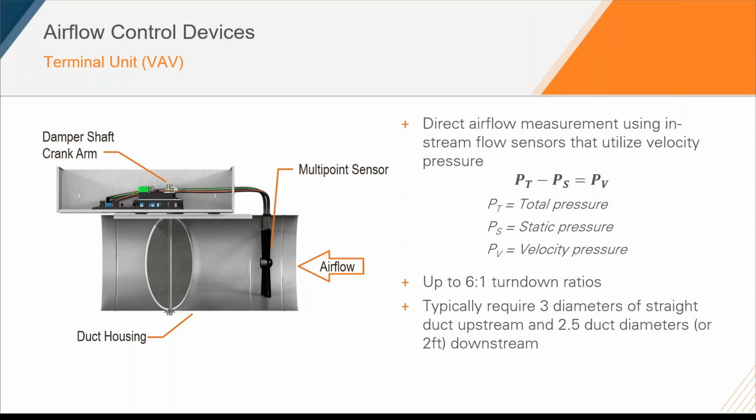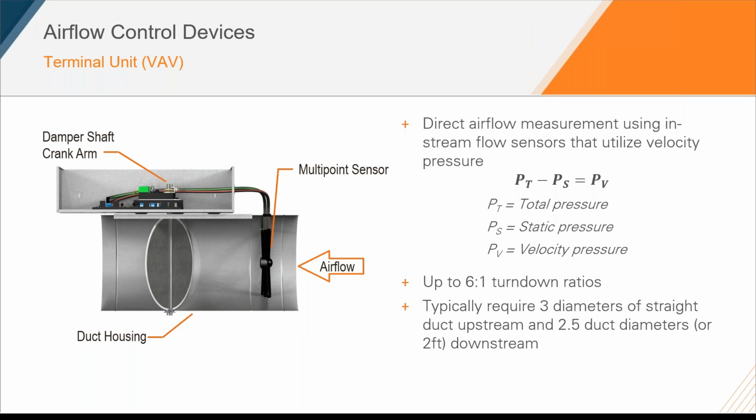I'm sure a number of you have a lot of experience with this valve technology, so we'll keep this section a little bit brief. Essentially, the classic terminal unit uses direct airflow measurement utilizing an in-stream sensor. Depending on the sensor you have at the inlet of the valve, this could typically be measuring velocity pressure, and we're utilizing that velocity pressure to calculate airflow, and then again bring about the change to the damper and redo that loop.